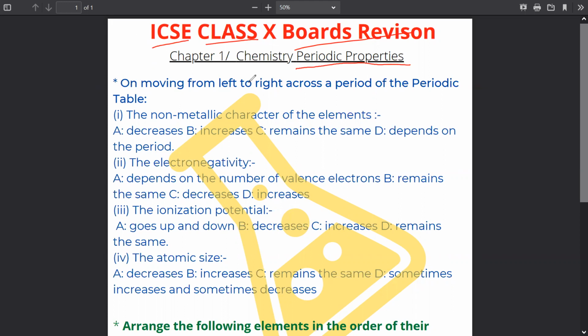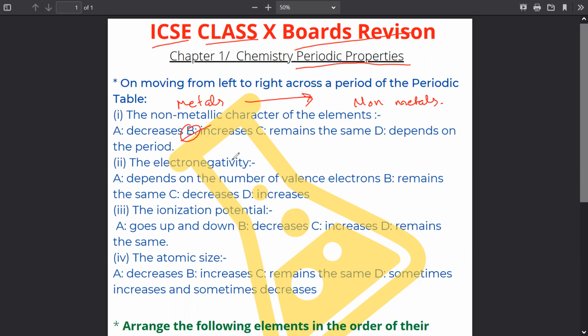The first question is, on moving from left to right. On the left of the periodic table, you have all the metals, and on the right-hand side of the periodic table, you have all the non-metals. So the non-metallic character of the elements, when we move from left to right, A decreases, B increases, C or D. The non-metallic character will increase. So the correct answer is B.